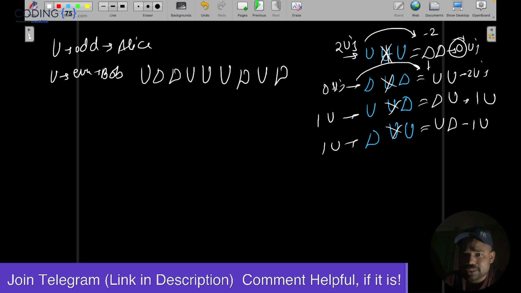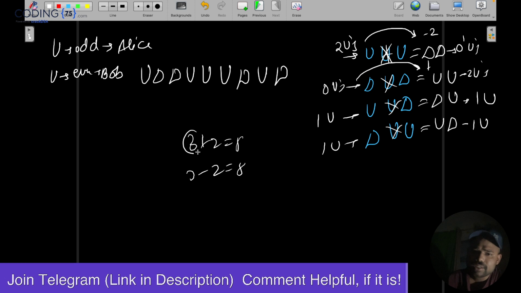It went from 2 to 0, here it went from 0 to 2. So when we subtract 2 or add 2 to a number, its parity does not change. For example, 3 plus 2 is 5, 3 minus 2 is 1. This is also odd, this is also odd. So 3 is odd, 5 and 1 are also odd. Similarly, 4 plus 2 is 6, 4 minus 2 is 2. They are all even. Means their parity is not changing.